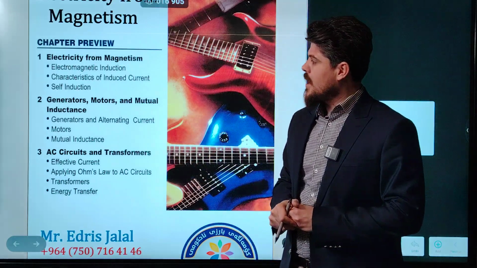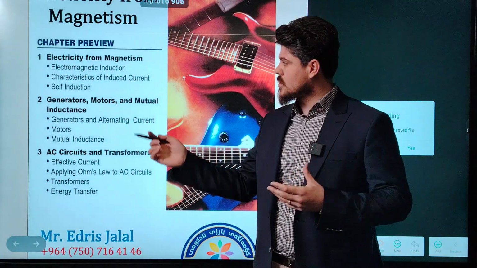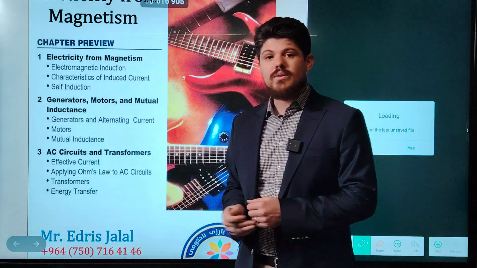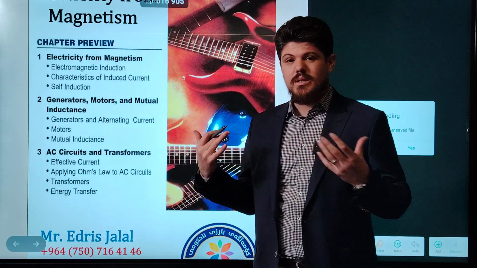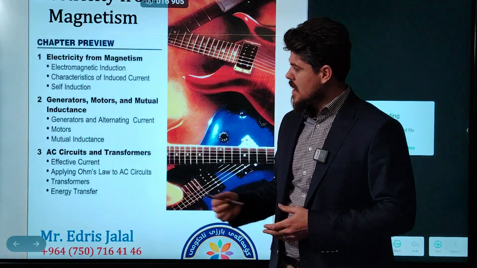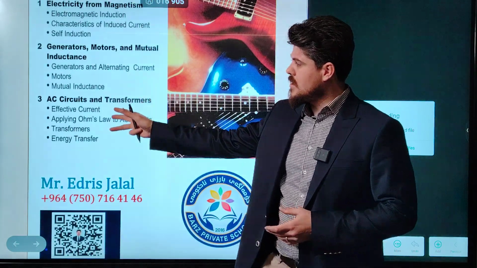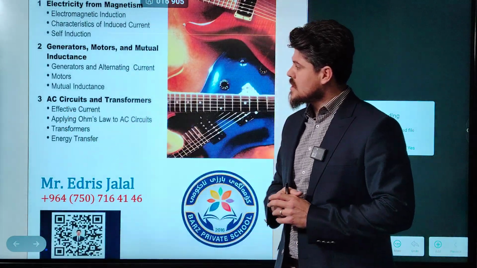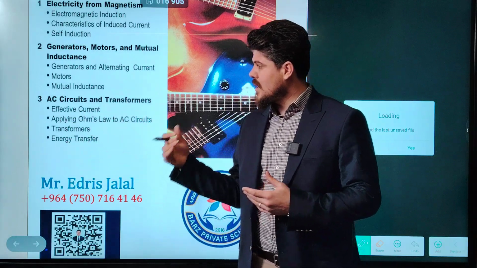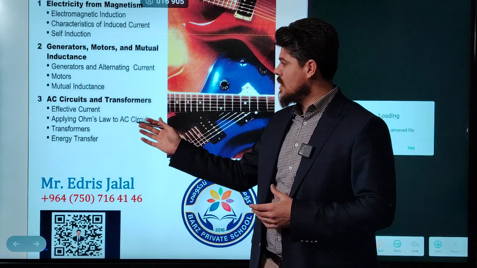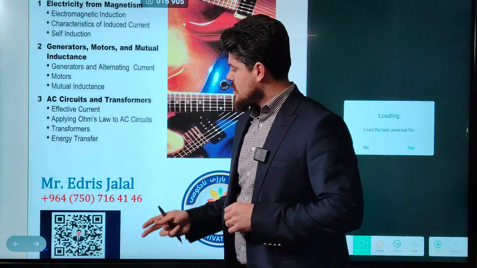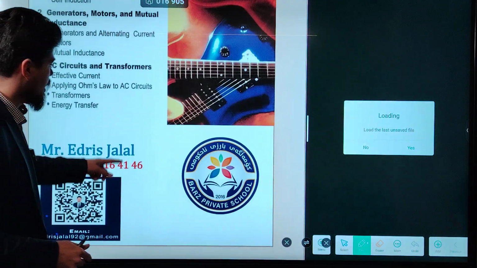In section 2, we will talk about generators, motors, and mutual inductance. In this section also we have 3 topics: generators and alternating current, motors, and mutual inductance. In the last section in this chapter, a very good section, AC circuits and transformers, we have 4 topics: effective current, applying Ohm's law to AC circuits, transformers, and energy transfer. So let's get started with section 1 in chapter 6.